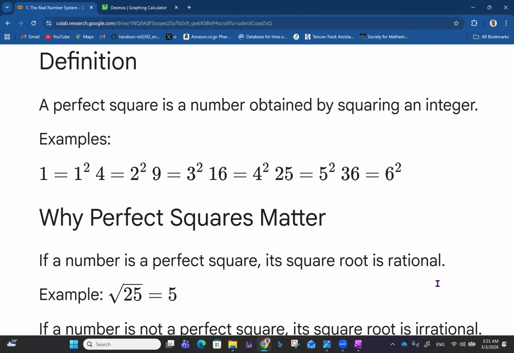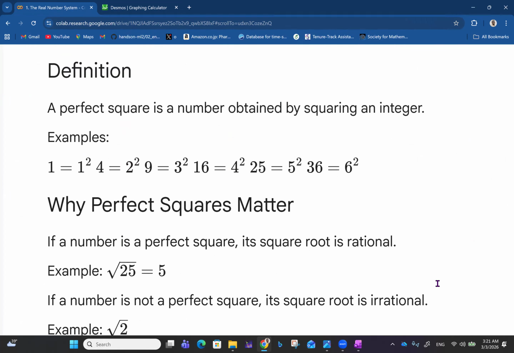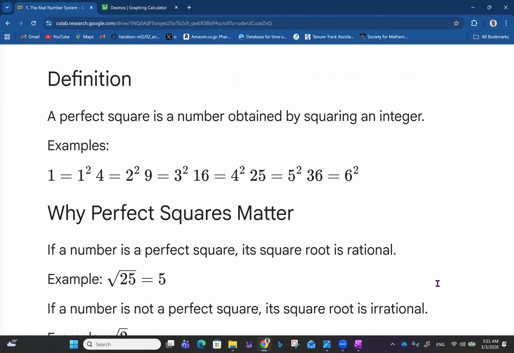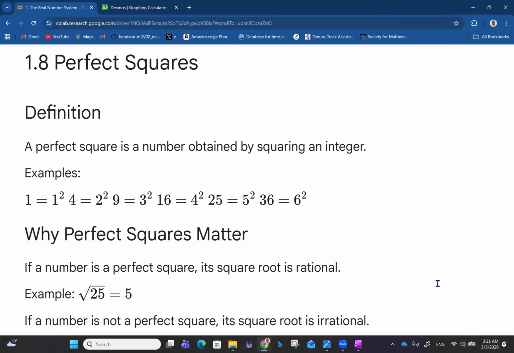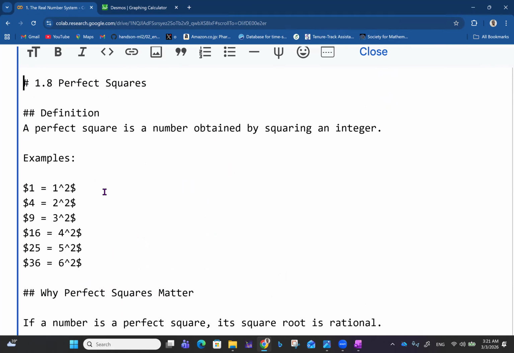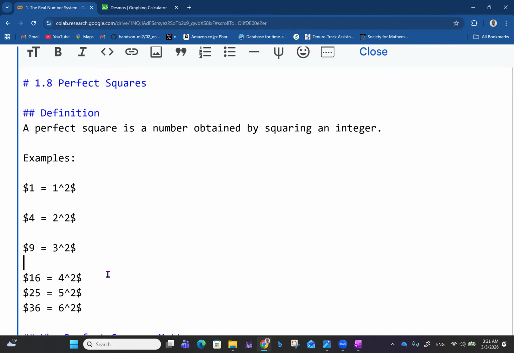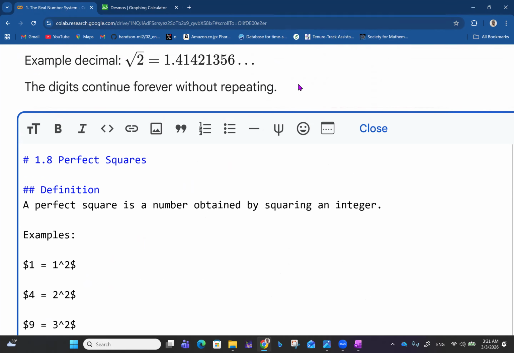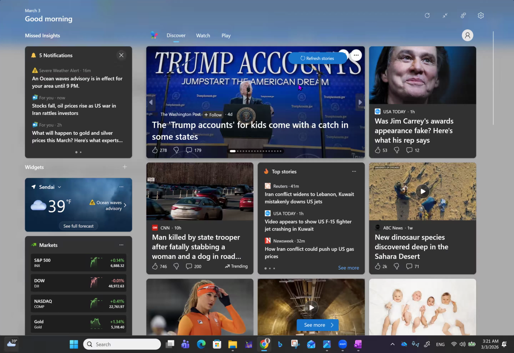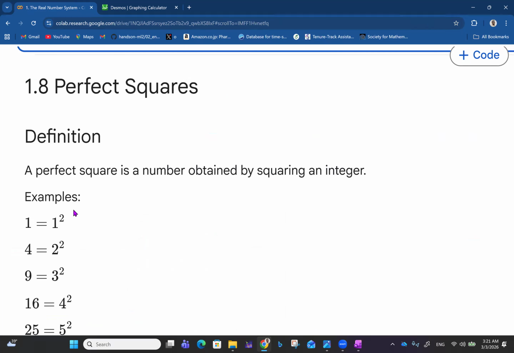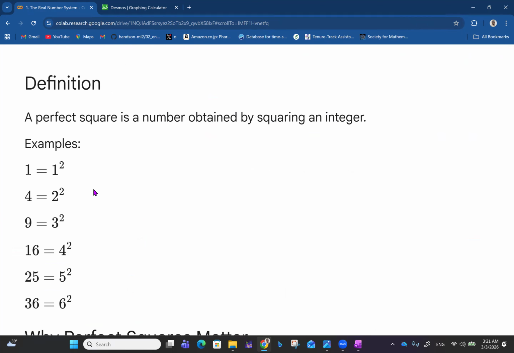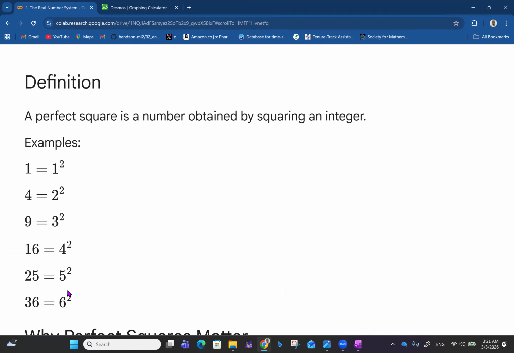And then that takes us to the idea of perfect squares, right? A perfect square is a number obtained by squaring an integer. So we have all this, we can split them up. These are perfect squares now. 1 is 1 raised to power 2. 4 is 2 raised to power 2. 9 is 3 raised to power 2. 16 is 4 raised to power 2. 25 is 5 raised to power 2. 36 is 6 raised to power 2.